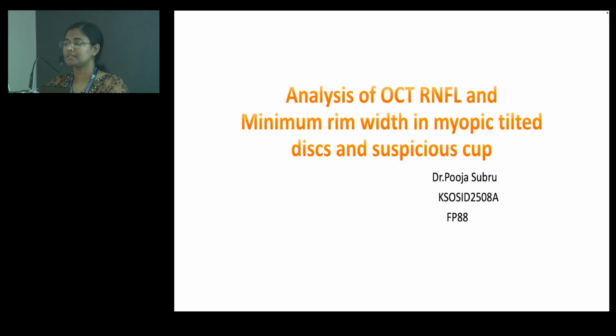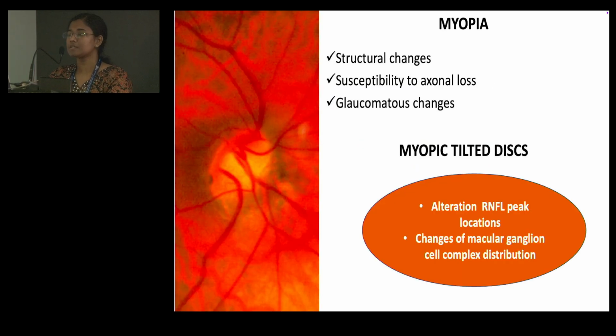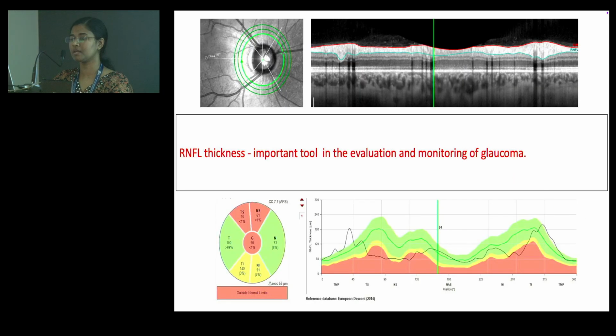Our study is on the topic analysis of OCT RNFL and minimum rim width in myopic tilted disc and suspicious cup. Myopia can cause structural changes in eyes which make them more susceptible to axonal loss and can cause glaucomatous changes. And tilted disc can cause alterations in RNFL peak locations and can cause changes in macular ganglion cell complex distribution.